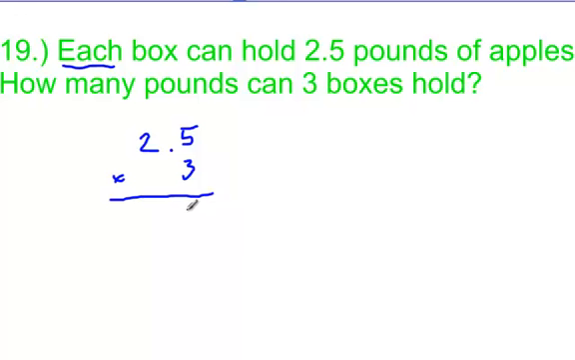5 times 3 is 15. Here's the 1. 2 times 3 is 6. So we get 7. And how many am I moving it over? Just once. So I'm going to just move it over one spot. And if I was to put this into a sentence, I would say 3 boxes can hold 7.5 pounds.